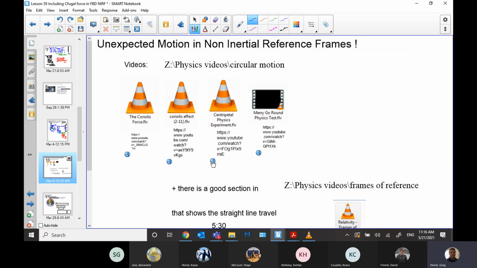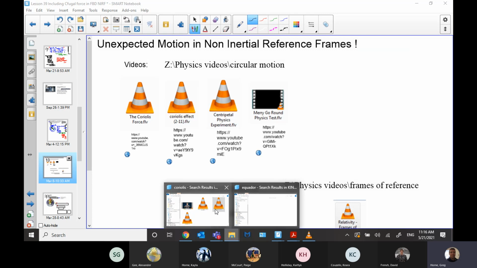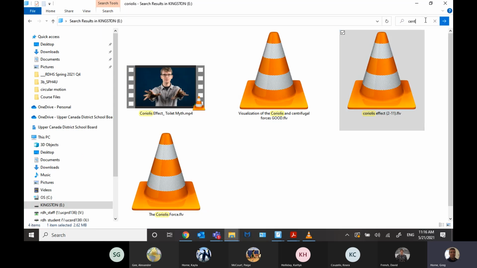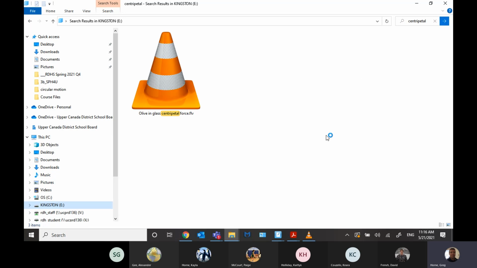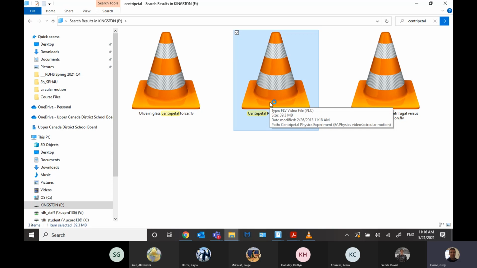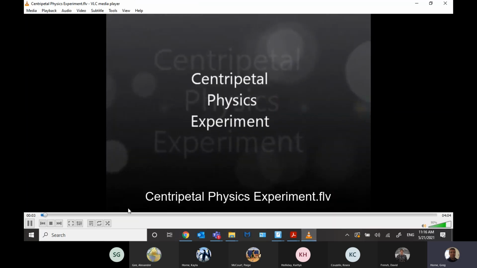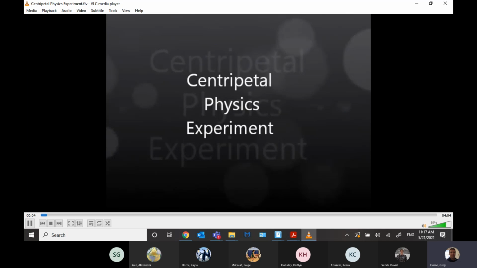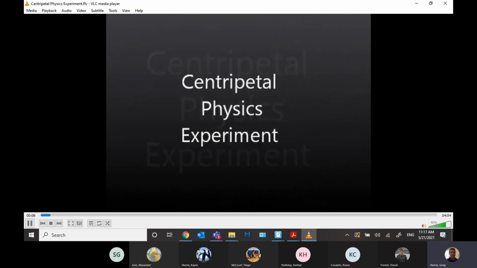Centrifugal physics. I forget what that one is. Centrifugal physics experiment. Love the soundtrack.